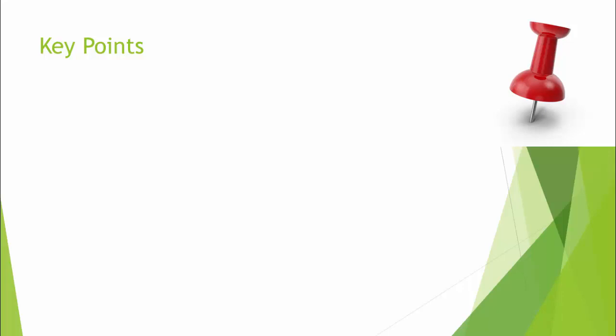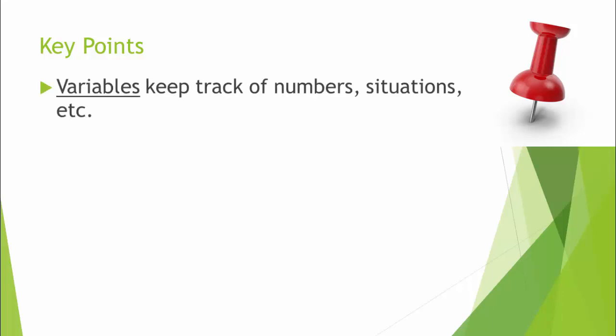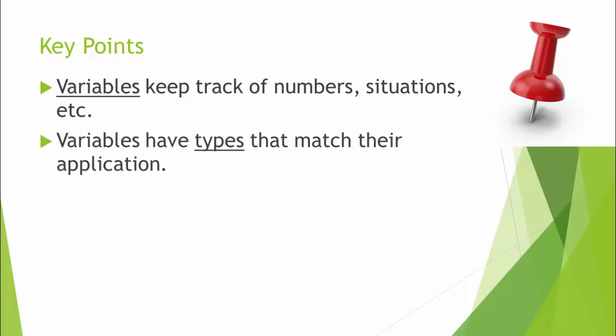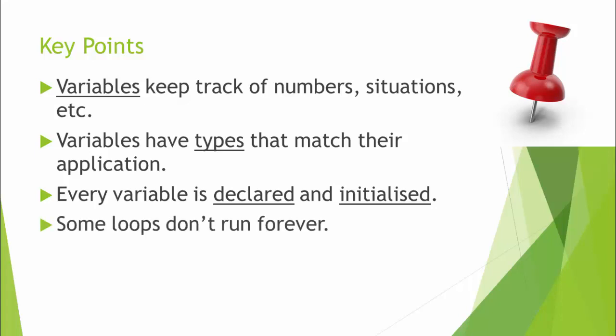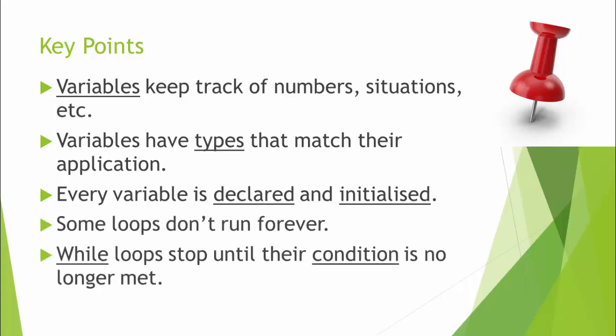Okay, so that's pretty much it for today. We've gone through some variables, talking about how they might be used, talked about variable types, and that we need to match the application to the variable type. We talked about variable declaration and initialization. And we've talked about the idea of loops not running forever and the idea of a while loop that continues until the condition is no longer met.